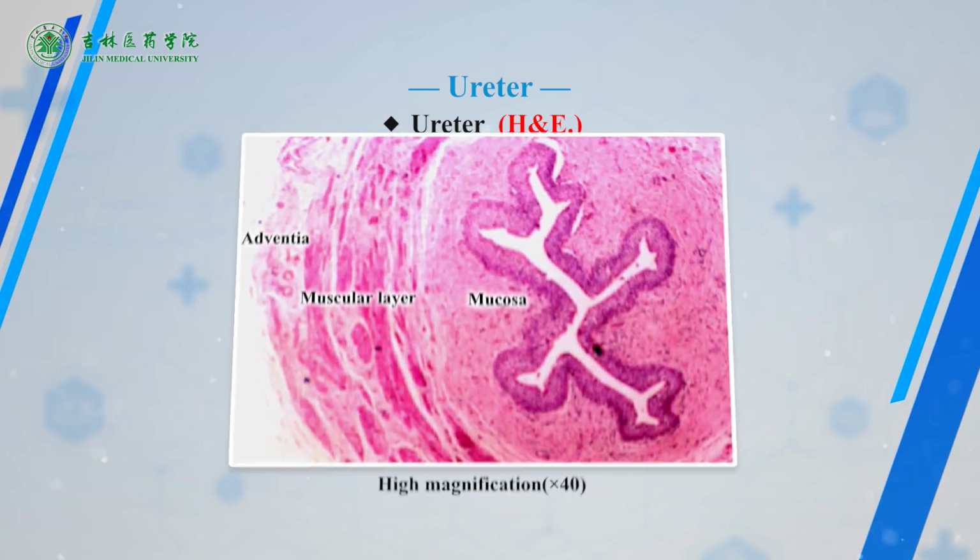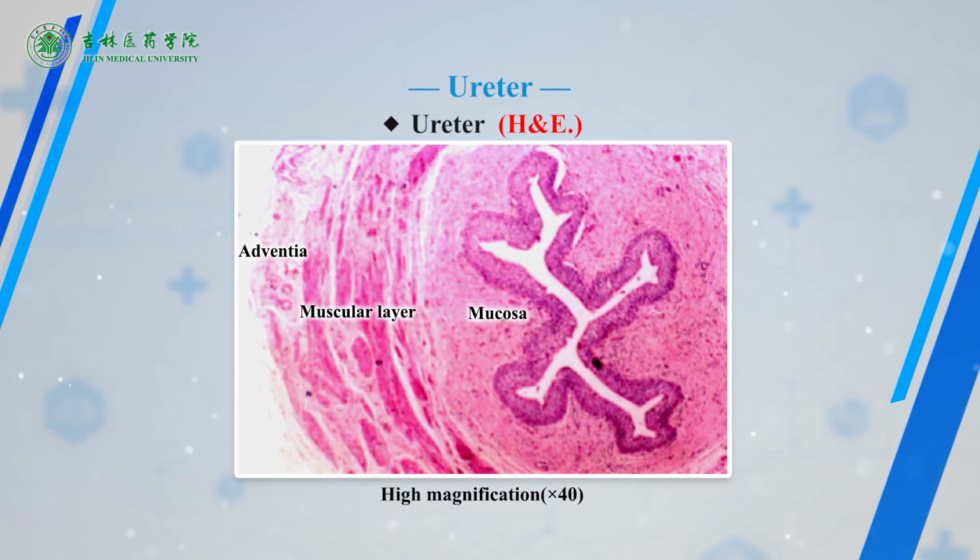The fifth slide, ureter, obtained from a section of ureter, HE staining. The wall is thick. It can be divided into 3 layers from inside to outside. The inner layer is the mucosa, that consists of transitional epithelium, and the lamina propria contains numerous fibers. The lumen is lined by urinary epithelium, which is thrown up into folds in the relaxed state.